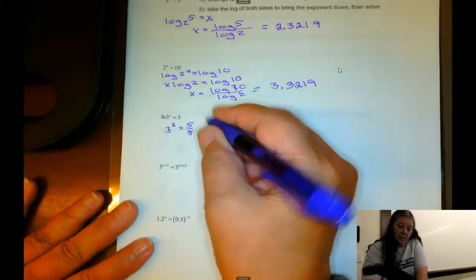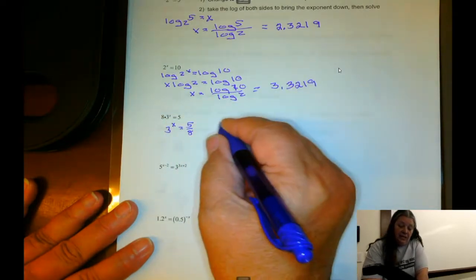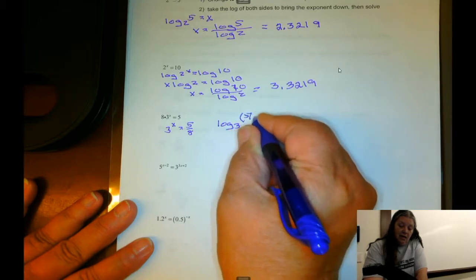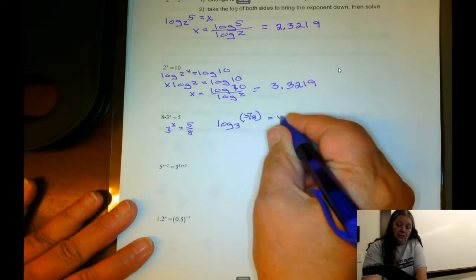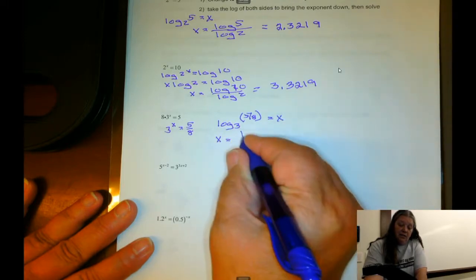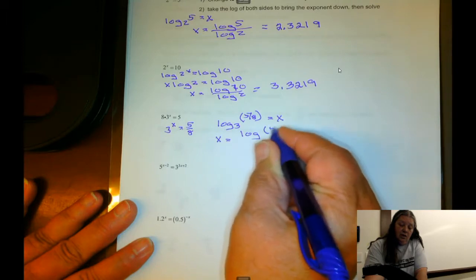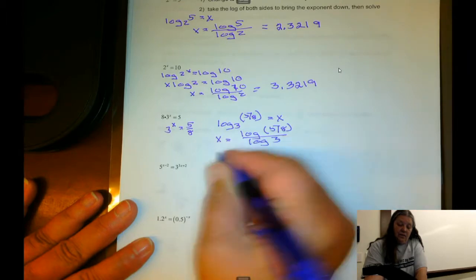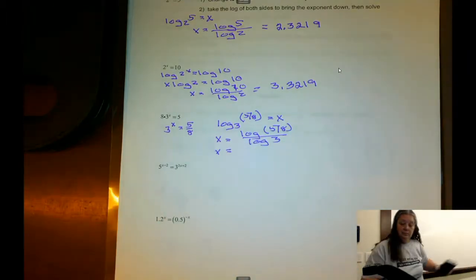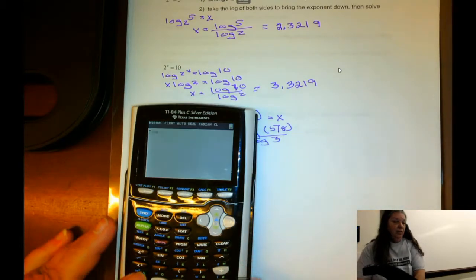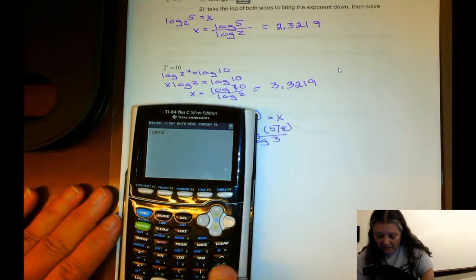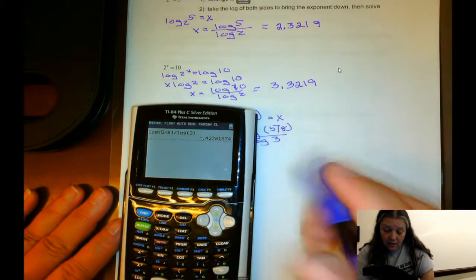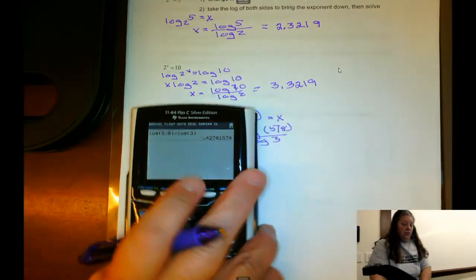Now, if we change to a logarithm, that means log base 3 of 5/8 equals x, and x is log of 5/8 divided by log of 3. So we have log of 5 divided by 8 divided by log of 3, which is negative 0.4278.